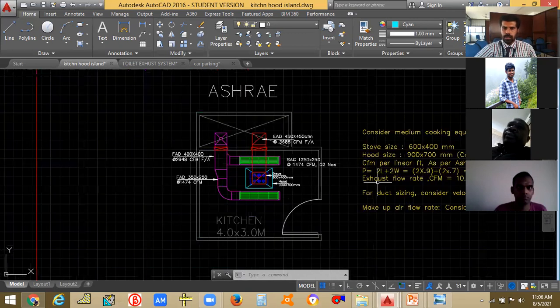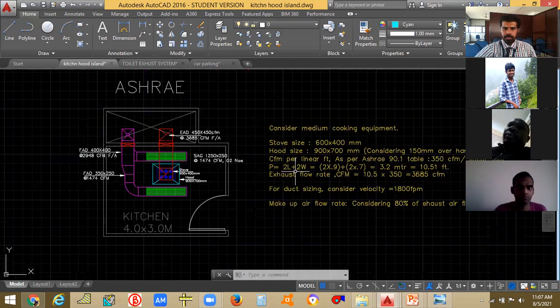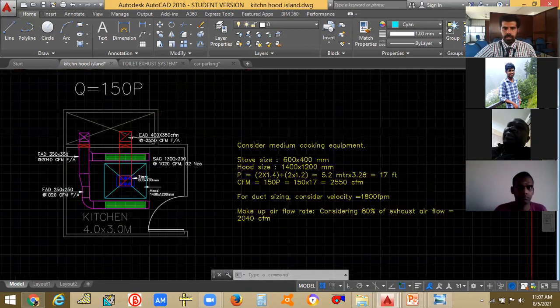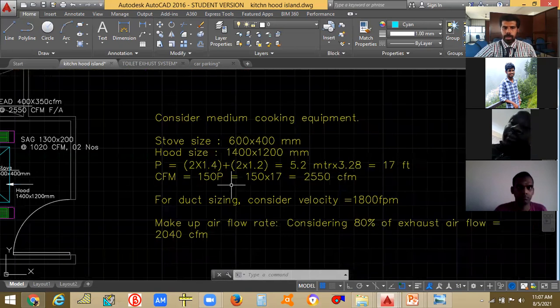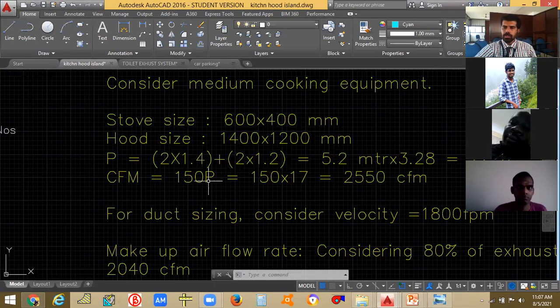Okay, the CFM you could get from this formula, perimeter into 150. So you have to find the perimeter according to what type of kitchen hood you are using. If you are using island type, you have to add all four sides. If you are using wall mounted type, you have to exclude one side. So you will be getting a perimeter.